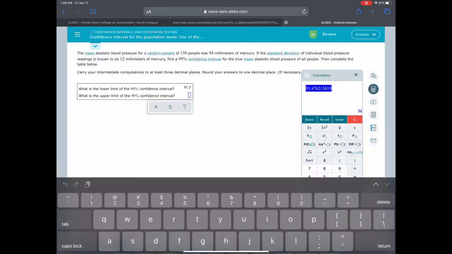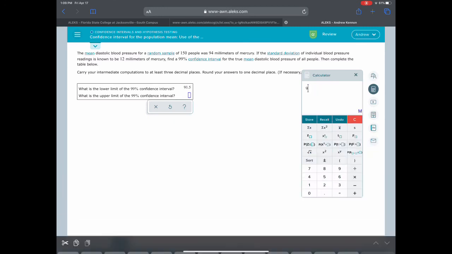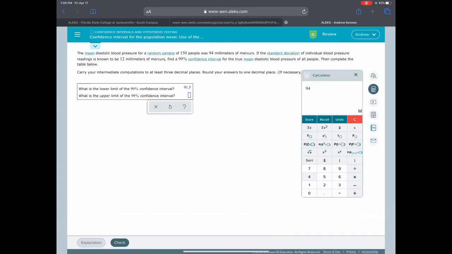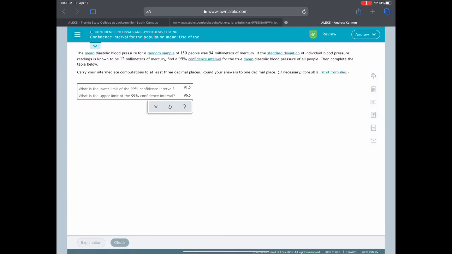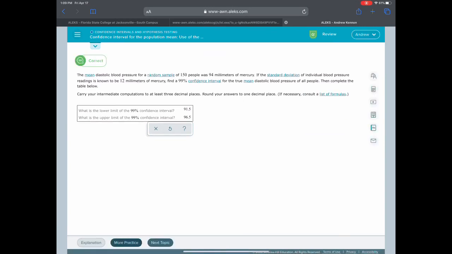All right, and then I'm going to do the mean plus the margin of error. So I'm going to recall 96.5. And that should be our answer. So what this means, again, when you're talking about a confidence interval, we're 99% confident that if we went and asked everybody their diastolic blood pressure, it would be somewhere between 91.5 and 96.5.